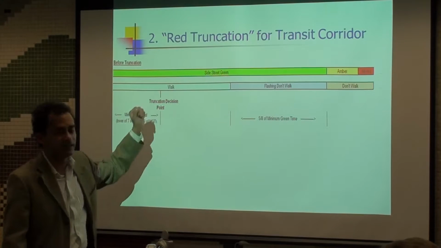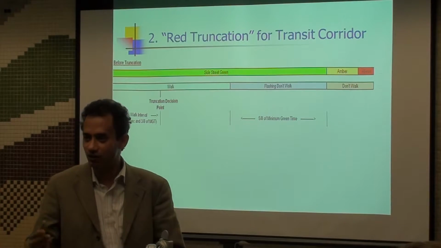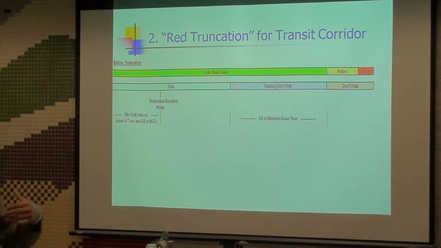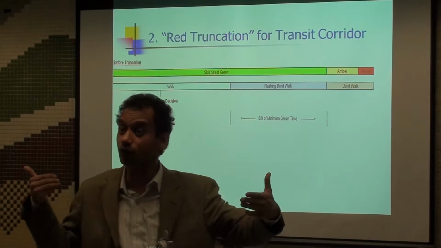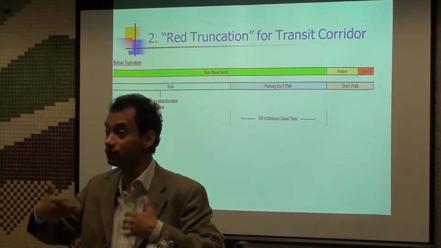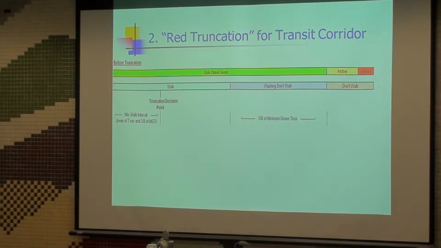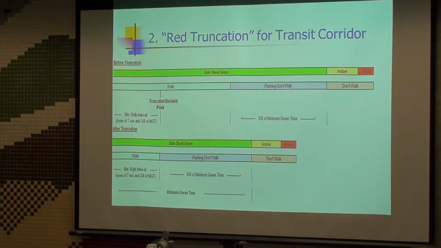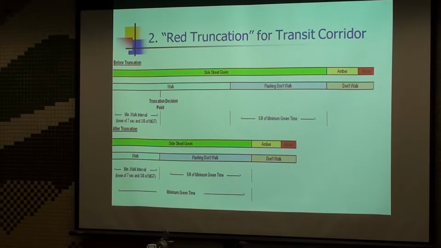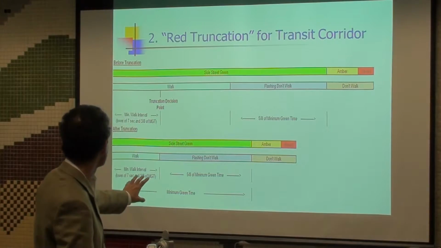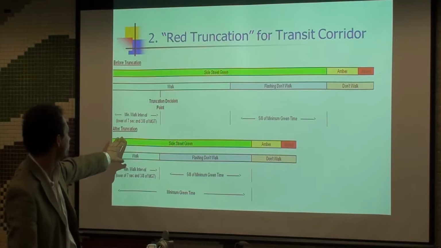So we need to truncate those red, what we gave as an extension for that particular signal timing, because all signals are already designed for green wave. So we need to go back to that old mode. So we start truncating red for the transit corridor if we don't have a transit vehicle in it. And also the red truncation is important.